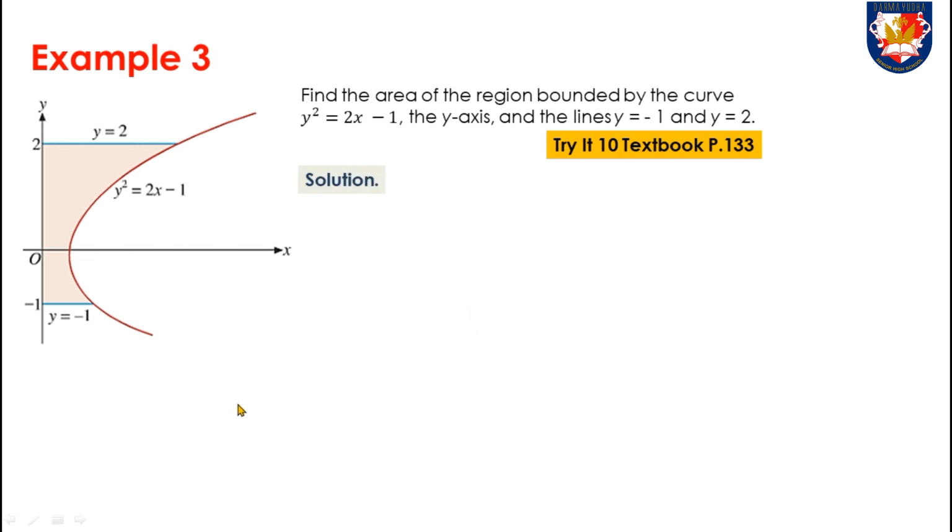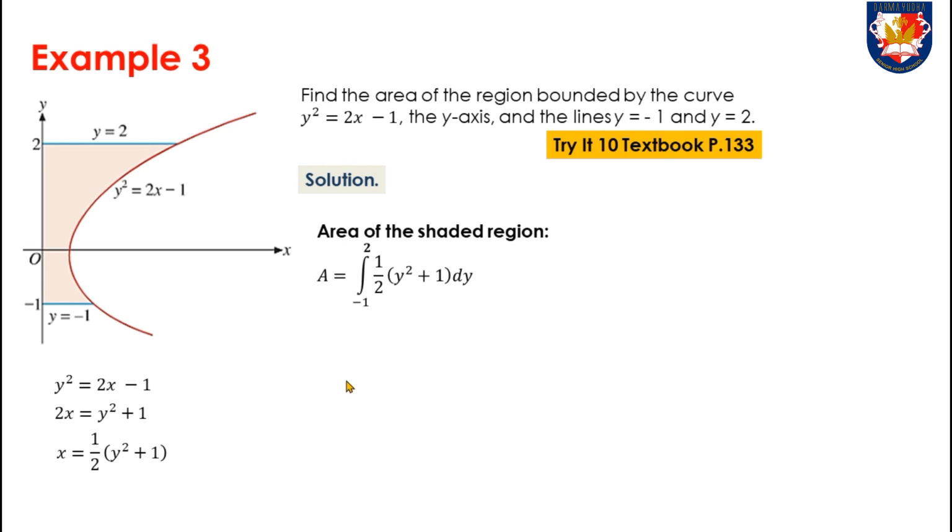Solution. From the diagram, we know that the lower limit is y equals negative 1 and the upper limit is y equals 2. Because y squared equals 2x minus 1, this function should be expressed in terms of y. So, y squared equals 2x minus 1, 2x equals y squared plus 1, x equals half of (y squared plus 1). Therefore, the area of the shaded region is A equals the integral of 1 over 2 (y squared plus 1) dy, with the lower limit y equals negative 1 and the upper limit y equals 2.